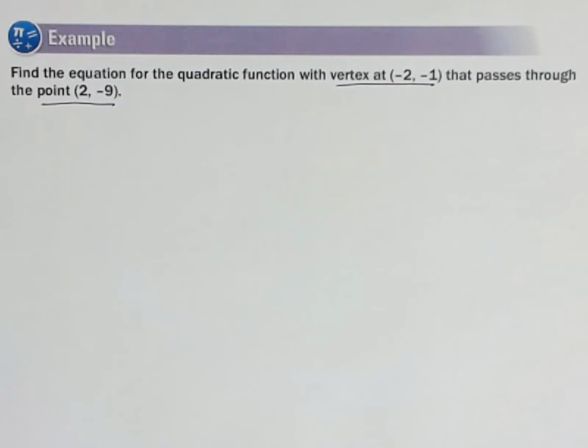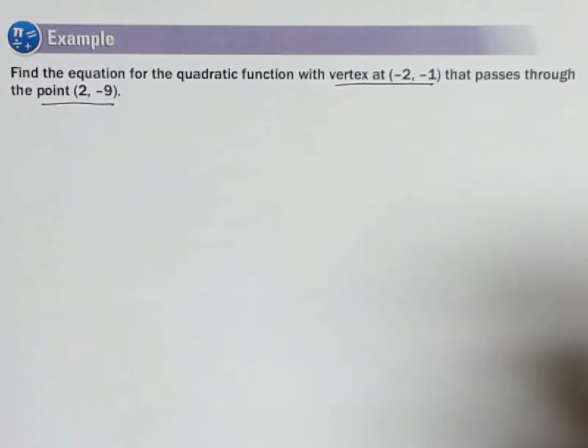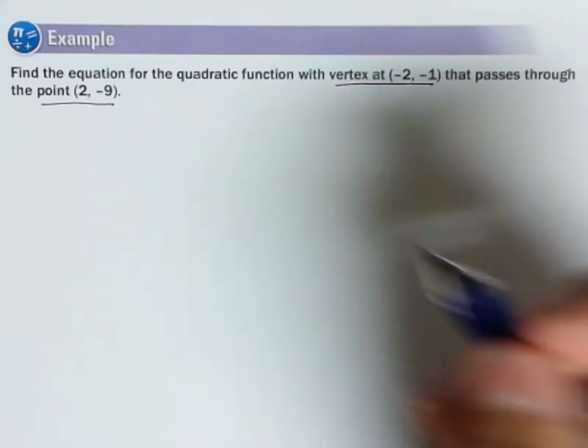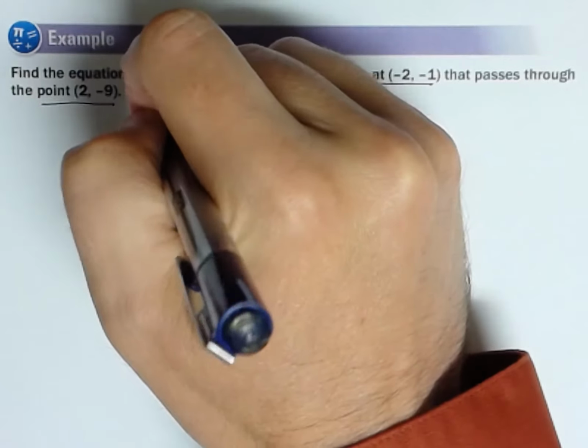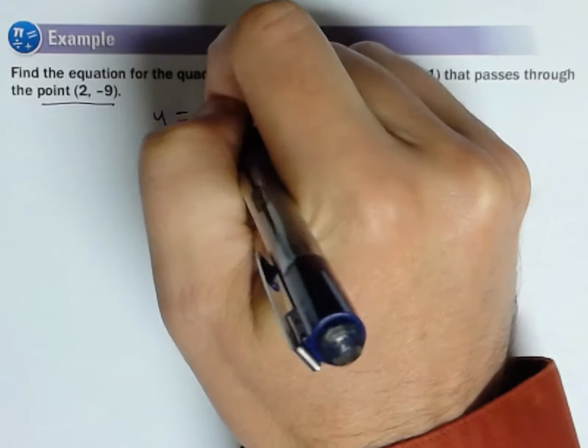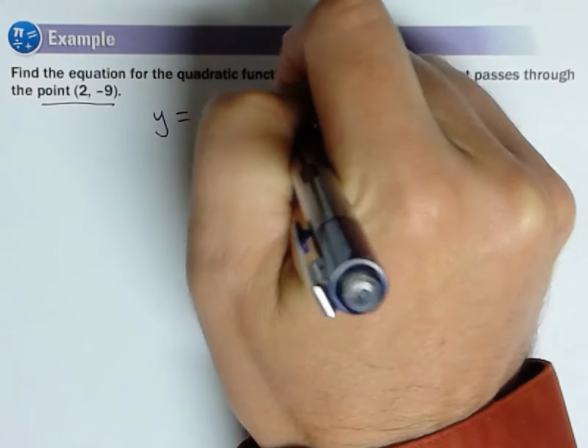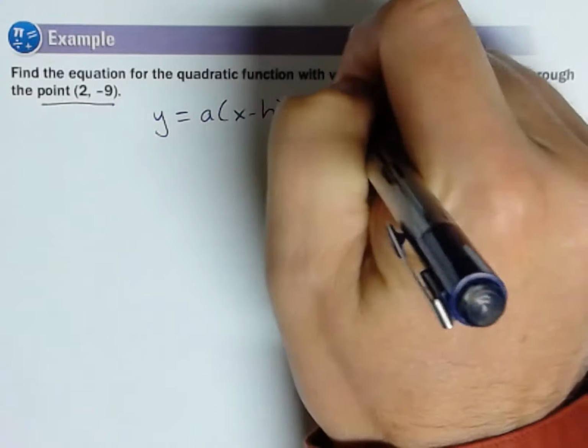I like to relate it to something you've done a lot of. What if they gave us a point and the slope of a line? Well, you plug things into y equals mx plus b, and you figure out the equation of the line. Very similar. This just happens to be a quadratic. Well, what's our equation? So y equals a times (x minus h) squared plus k.